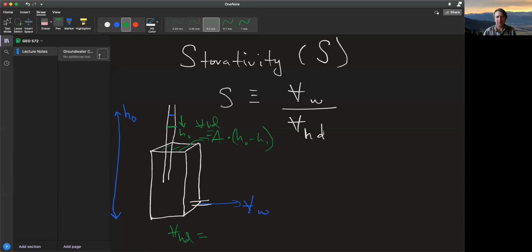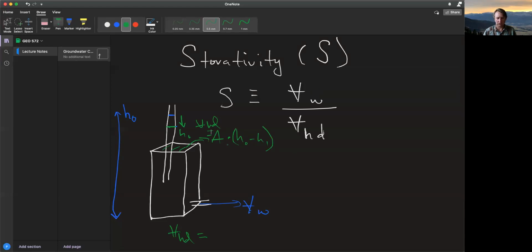It's like this kind of fictitious thing of just what is the volume of my aquifer that experienced a head drop. And all storativity is the relationship between the volume of water I physically got out and the volume of aquifer that experienced a drop in head, right? Okay.